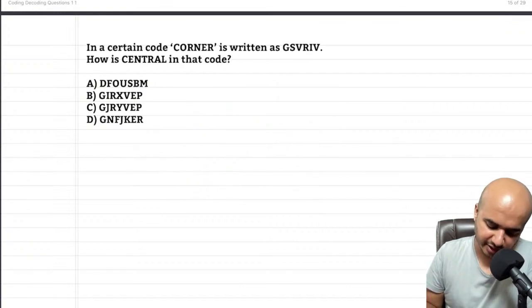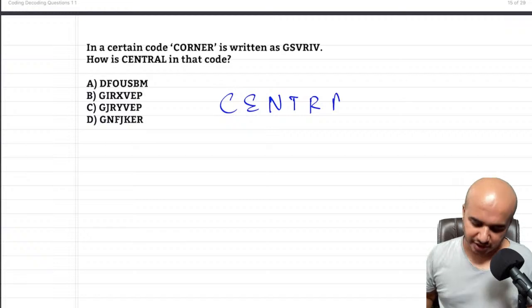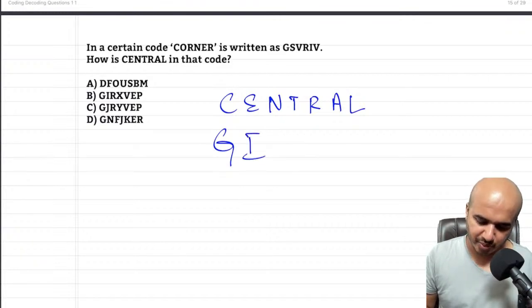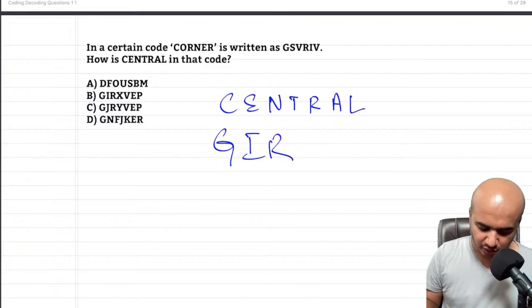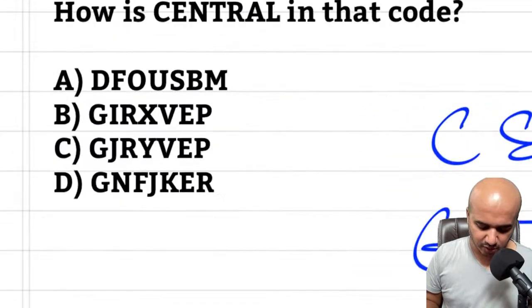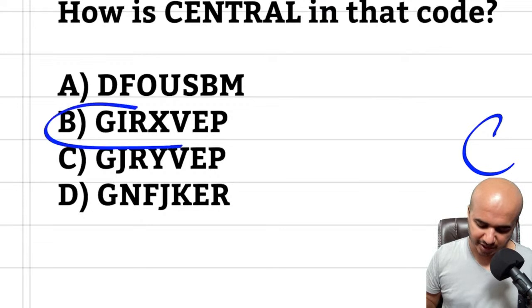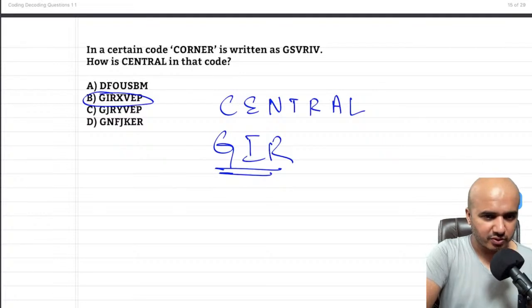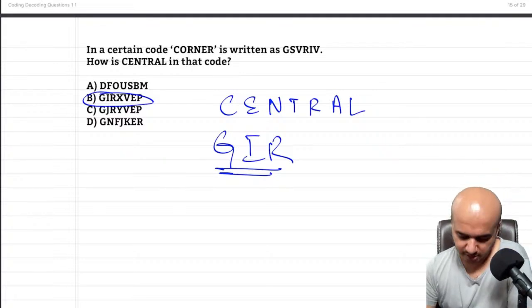So if you look at that, then CENTRAL. How will you write this? So central, A, B, C, D, E, F, G. E plus 4 would be E, F, G, H, I. Right. N would be O, P, Q, R. That's all. I won't go further because GIR is not there in any of the other options. It's there in only option B. So I will simply select option B as the right answer. No need to worry about the rest of the letters. Let's move on.